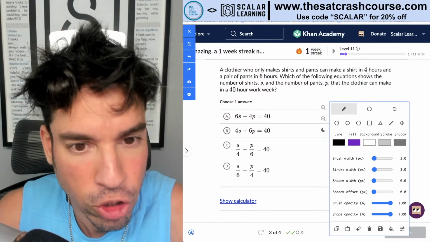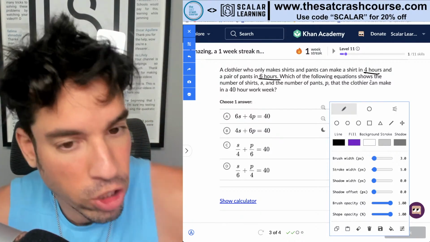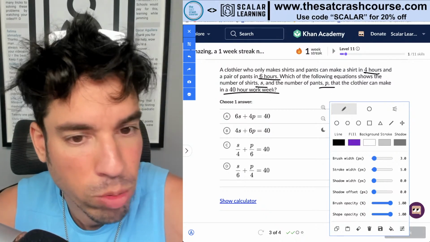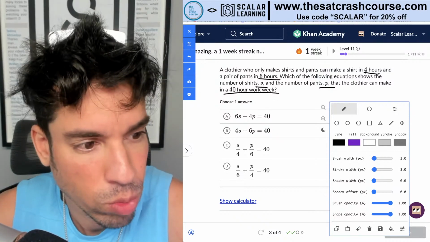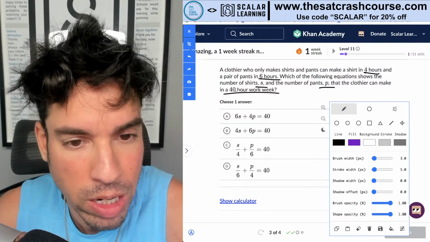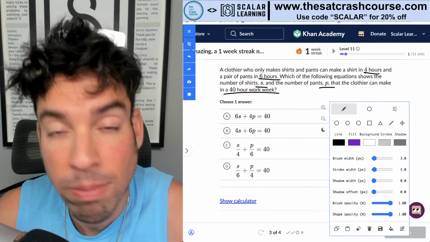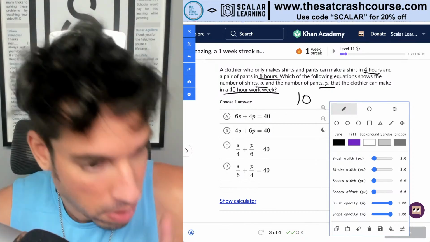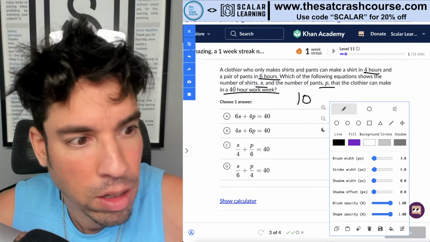Okay. Next, a clothier who only makes shirts can make a shirt in 4 hours and a pair of pants in 6 hours. Which of the following equations shows the number of shirts and the number of pants they can make in 40 hours per week? One way that we can take a shortcut in this one is, if you have 40 hours per week, you can kind of say, well, if it takes them 4 hours to make one shirt, in 40 hours you can make 10 shirts, right?